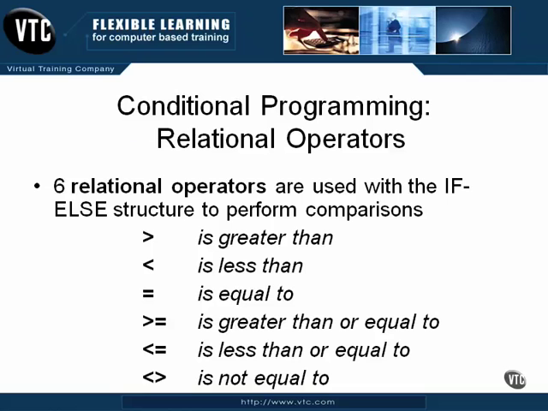When writing if statements in Visual Basic, there are 6 relational operators that you may use in conjunction with the if-else structure to perform comparisons. These 6 relational operators are the greater than symbol, the less than symbol, the is equal to symbol, and then a combination of these 3 symbols, creating the greater than or equal to symbol, the less than or equal to symbol, and then a back-to-back less than and greater than symbol, which means is not equal to.